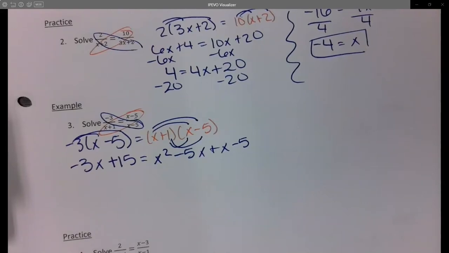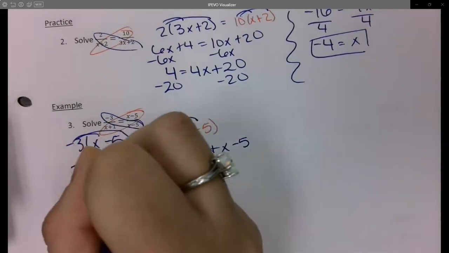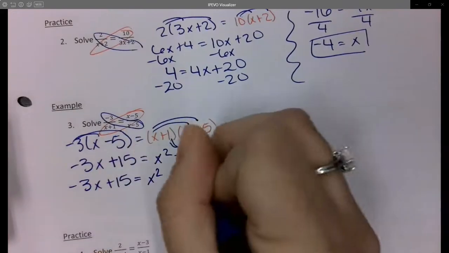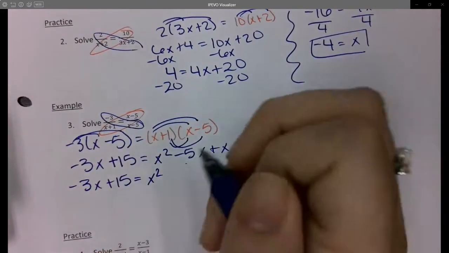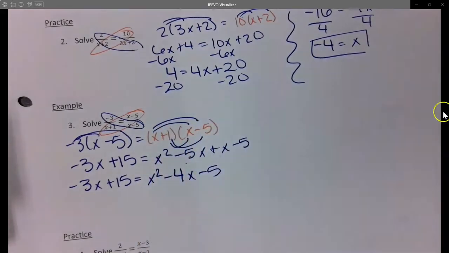Okay. So then I want to combine my terms on my right side. So I have negative 5x plus x, which is going to get me negative 4x. And then I have the minus 5 at the end.